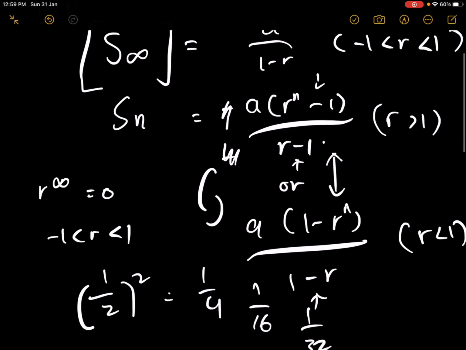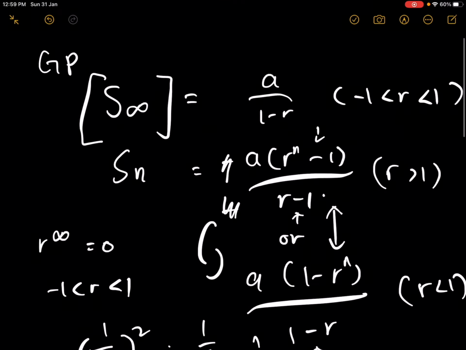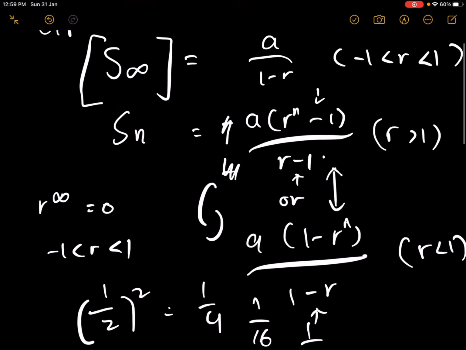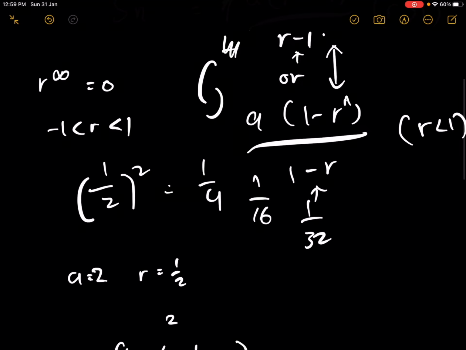So after you know that, I'm pretty sure you know why you will get this. Because if you use this, for example, a times 1 minus 0 over 1 minus r, I mean, that will be a over 1 minus r.